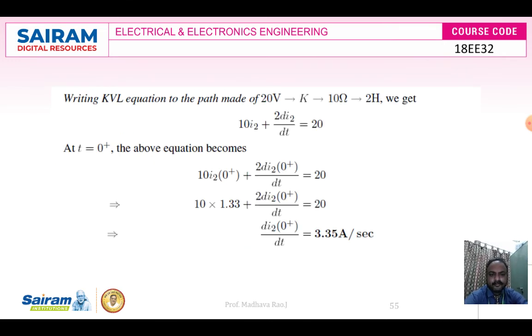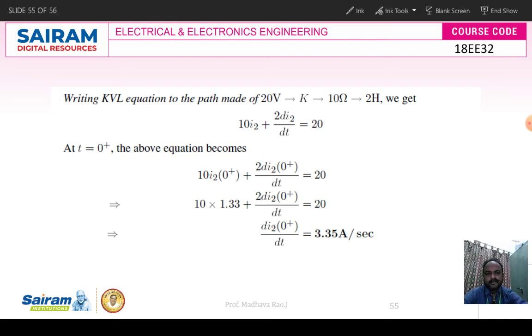okay. And similarly apply KVL to loop 2. So if you apply it to loop 2: 10 I2 plus 2 di2 by dt equal to 20. Apply KVL to that loop, so you can find the di2 by dt value. After simplifying, we can get di2 by dt equal to 3.35 amperes per second. Okay.